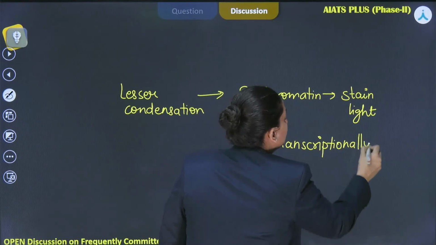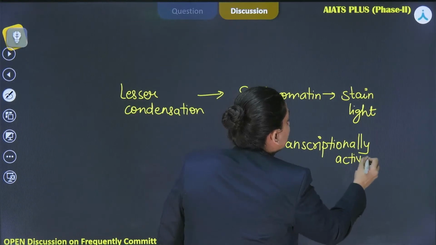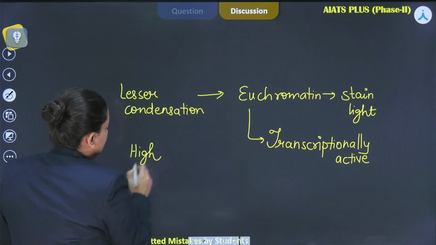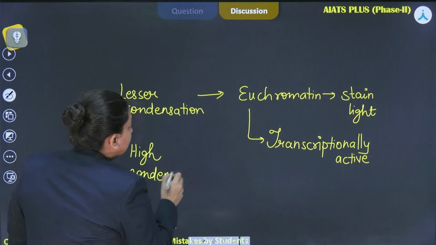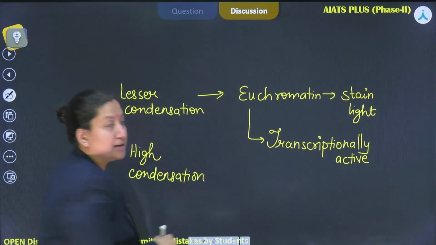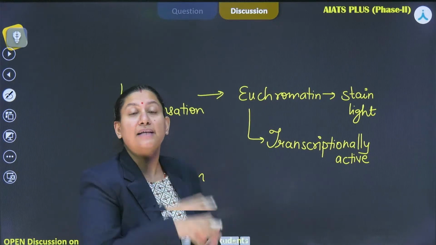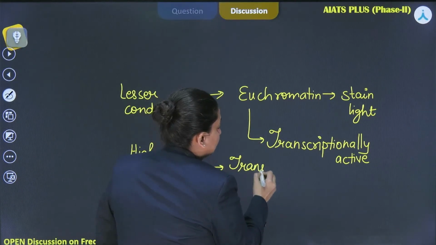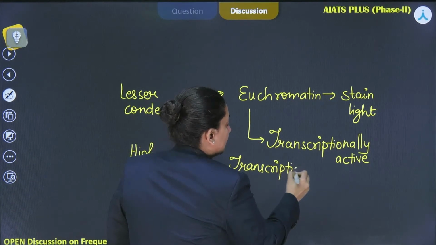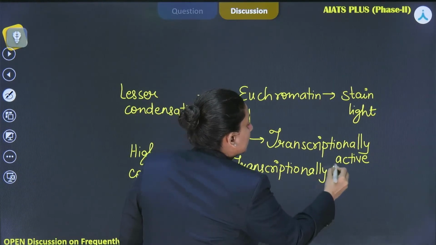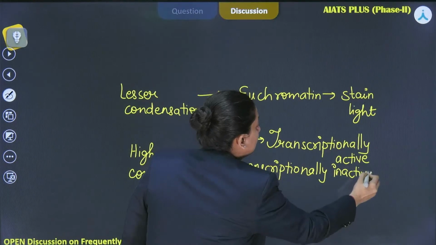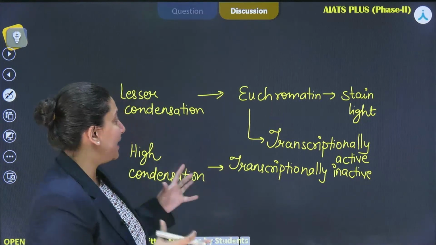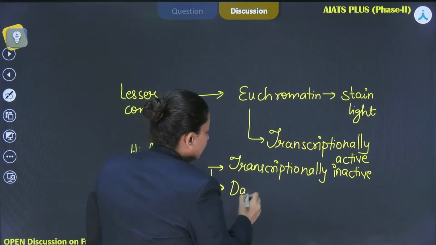On the contrary, if we see heterochromatin, the condensation is really high, right? Because of that, we don't have any free regions available for the enzymes that are required for transcription. So this is the reason why it is a transcriptionally inactive region. Right? And in a similar way, because the regions are not available, the stain is also going to be darker because it's going to take up the surface part. So it's going to be stained dark as well. So it's a darkly stained region as well.